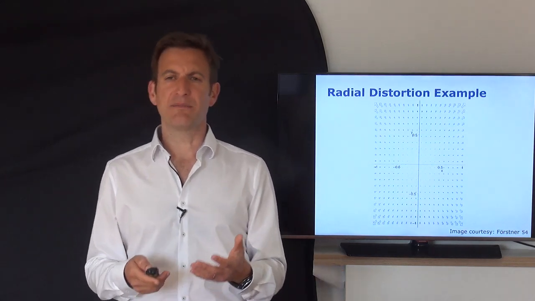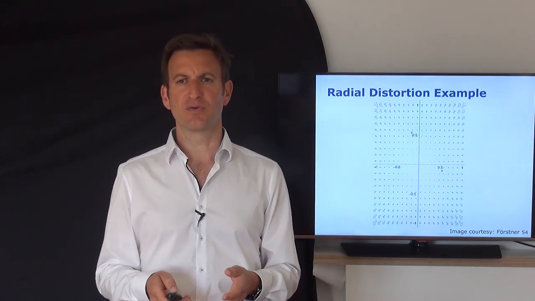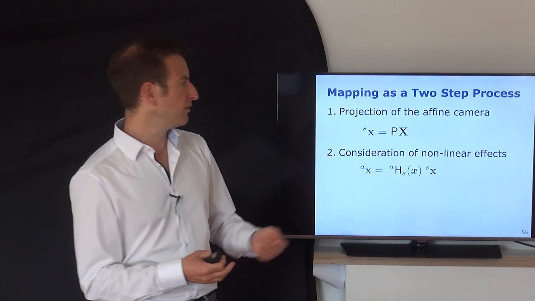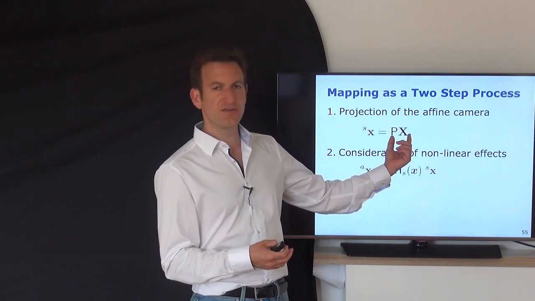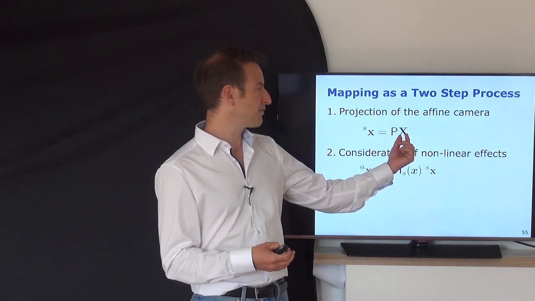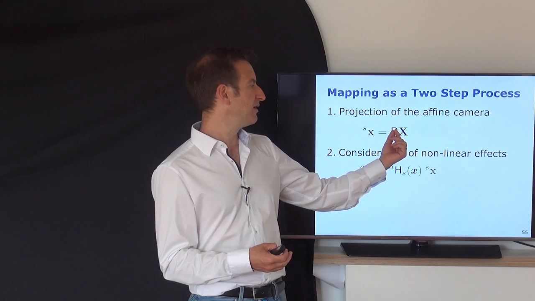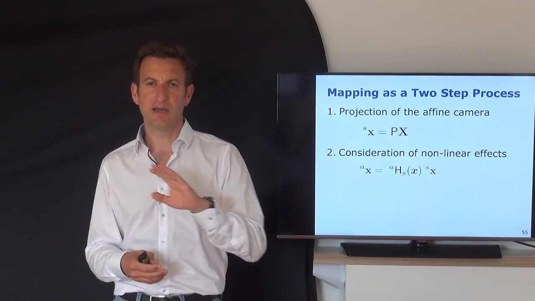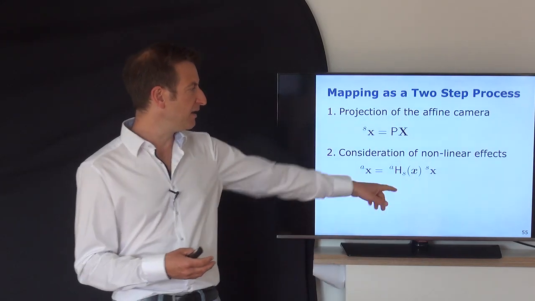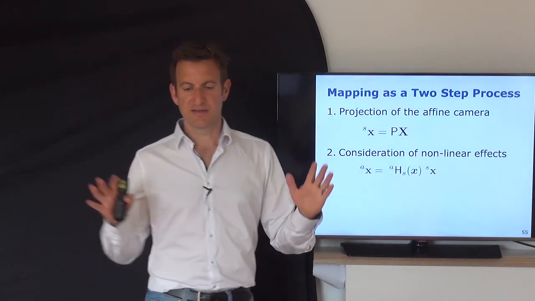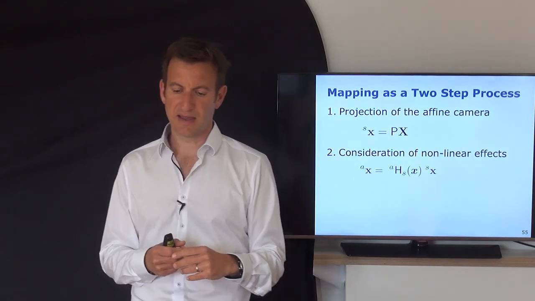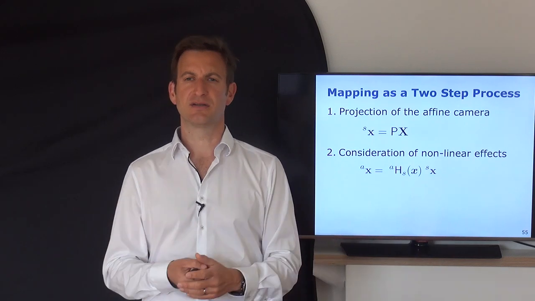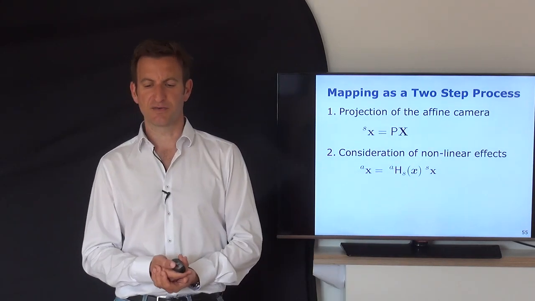In practice, what happens is that we do everything as a two-step process. First, the linear part. Second, the nonlinear part. So in reality, we first assume our linear model. We take our 3D point, multiply it with the projection matrix P, so that we get our point in the sensor frame, ignoring the nonlinearities, and then we do a second transformation that corrects the pixel location and performs this pixel-dependent correction in order to compensate for the nonlinear errors.